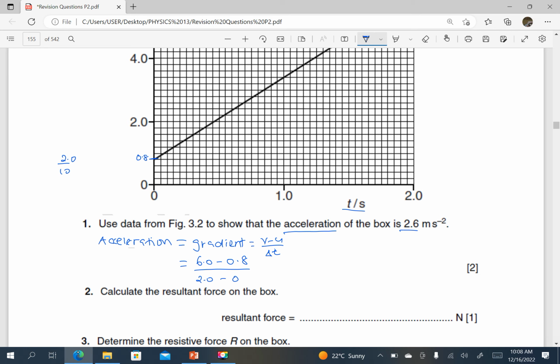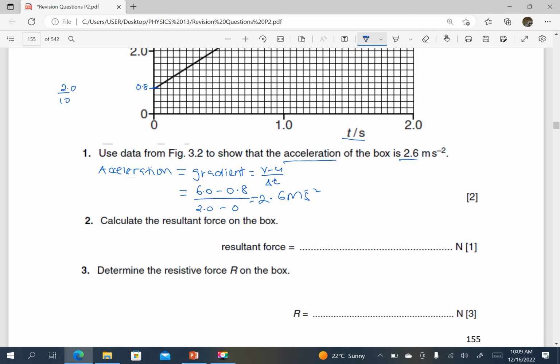So when I press my calculator, I'm getting 2.6 meters per second squared.